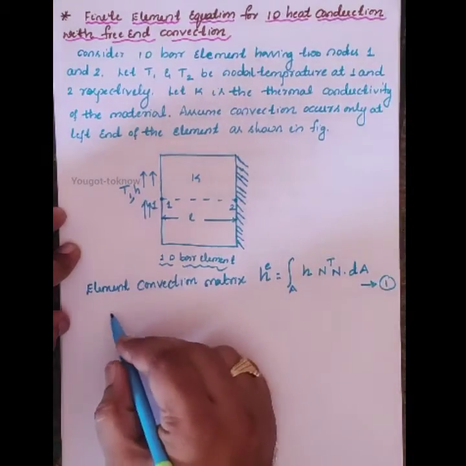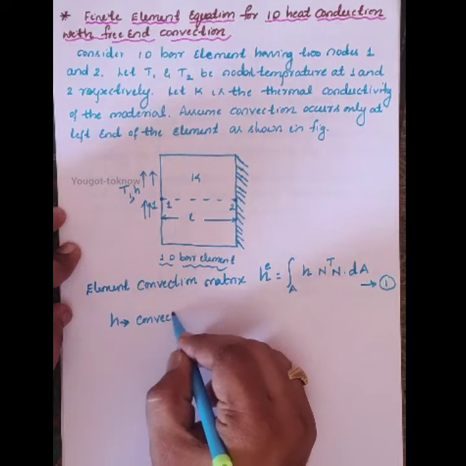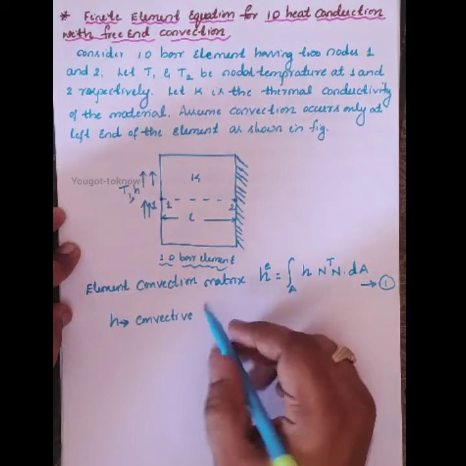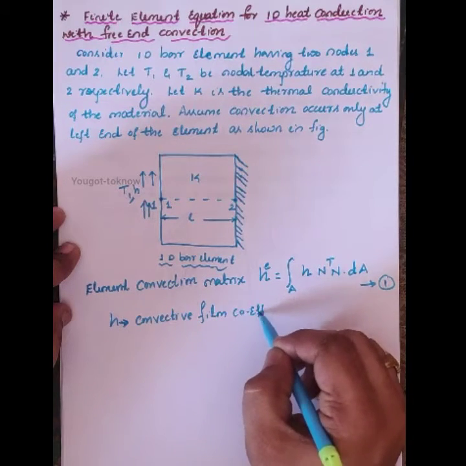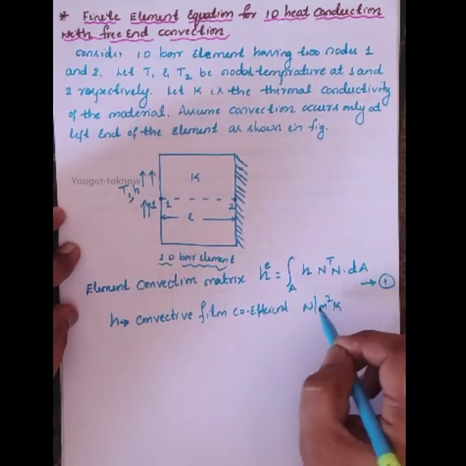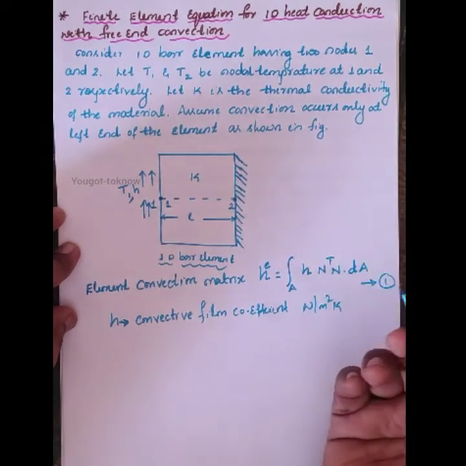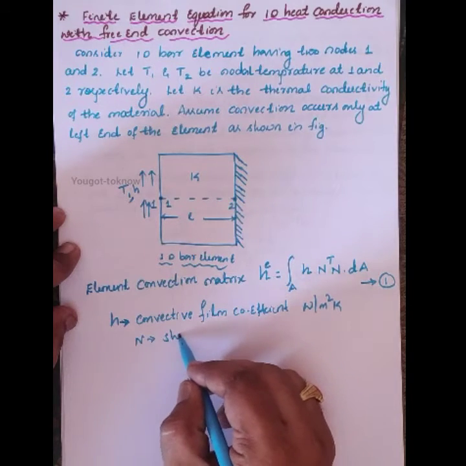Now what is H? H is called the convective film coefficient, or we also call it the heat transfer coefficient. That will be in terms of watt per meter square Kelvin, or watt per meter square per degree Celsius. N is called the shape function.